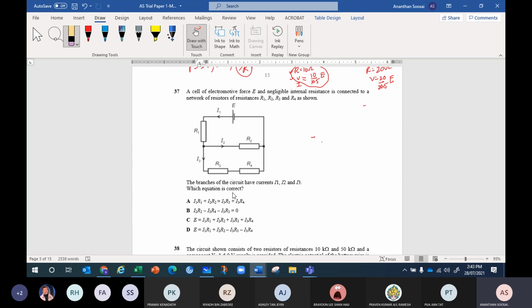Okay, so this is a Kirchhoff's law question, Kirchhoff's first law and second law. Kirchhoff's first law is: current flowing into the junction equals current leaving the junction. But it looks like all the equations here are Kirchhoff's second law. For the first law, I1 should equal I2 plus I3, correct? You take this junction, the current flowing into the junction is I1, and leaving the junction are I2 and I3.